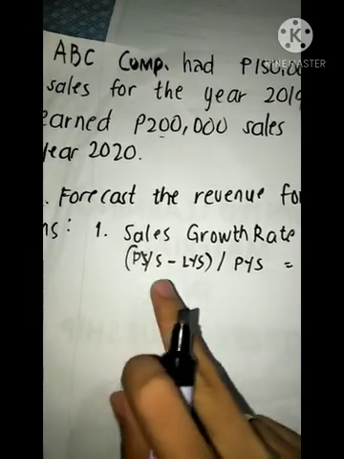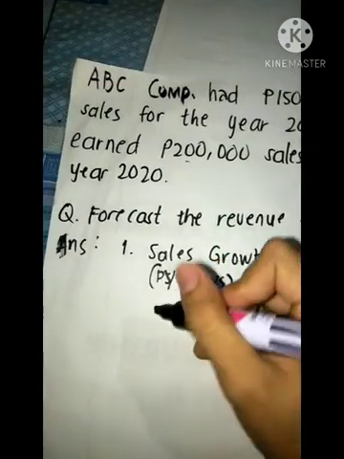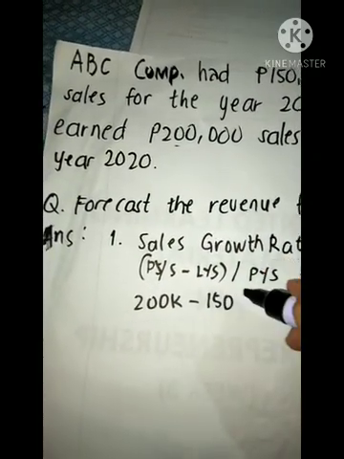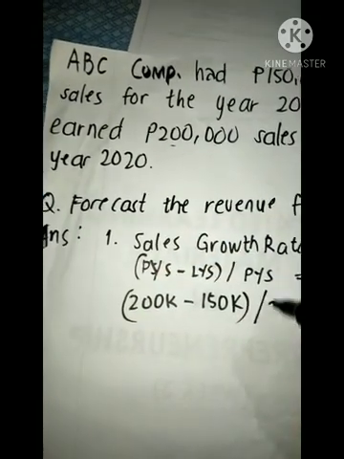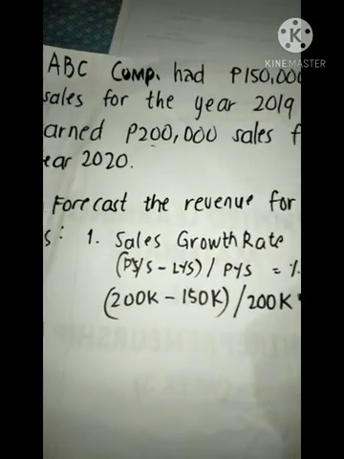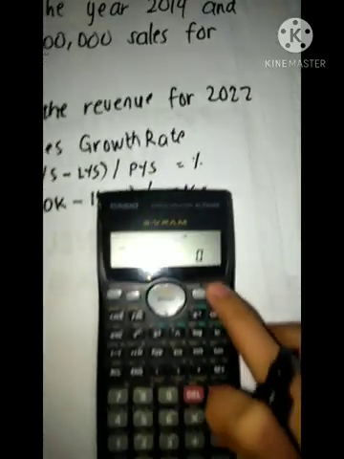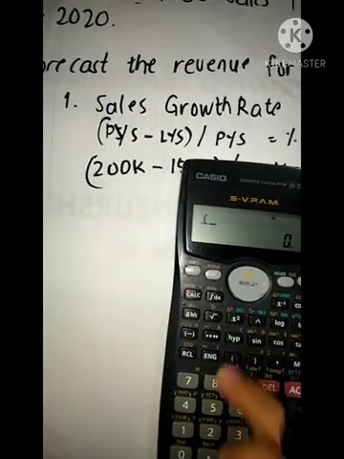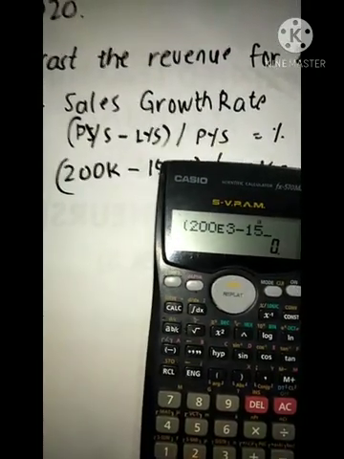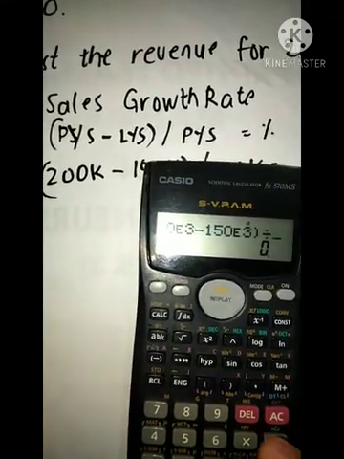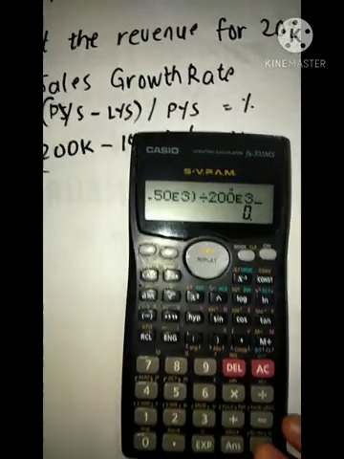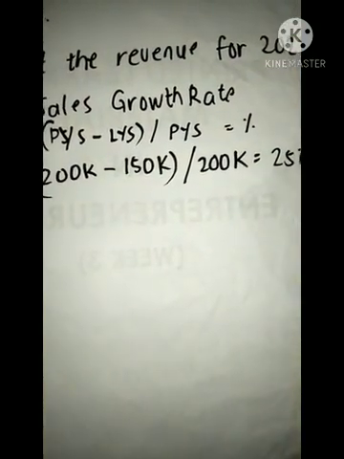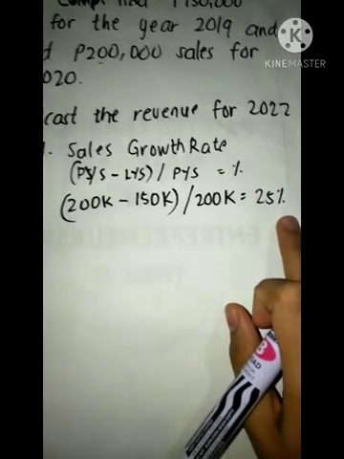Okay, so what is the present year sale? The present year sale is 200,000, minus 150,000, divided by 200,000. The answer is 25%. So, 25% ang growth rate mo.